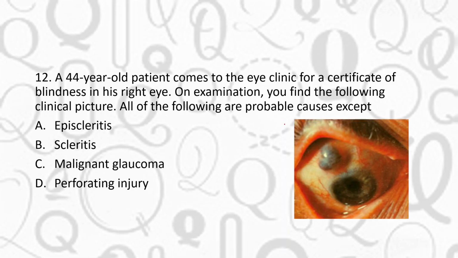A 44-year-old patient comes to your eye clinic for a certificate for blindness in his right eye. On examination, you find the following picture. Okay, what do you see here? You see a ciliary staphyloma. So what did we discuss? Ciliary staphyloma is usually associated with malignant glaucoma. So let's complete the question first.